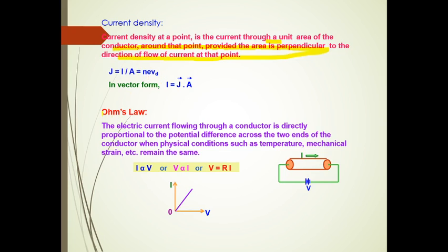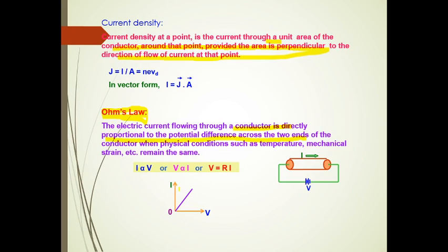Then Ohm's law. Ohm's law is a law in an electric network. It is a relation between the potential difference and current. It states that the electric current flowing through the conductor is directly proportional to the potential difference across the ends of the conductor, when physical conditions such as the temperature and mechanical strain remain the same. I is directly proportional to V, or V is directly proportional to I. That proportional constant is known as the resistance. It is denoted by R. So V is equal to R, a constant, into I.